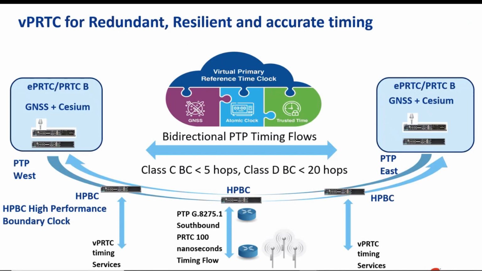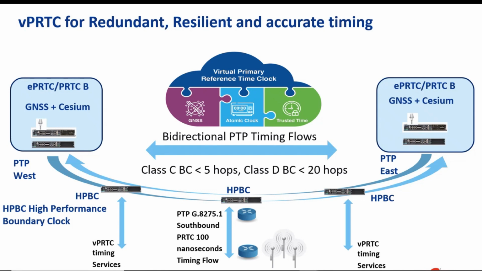A virtual PRTC is a system and a concept for time transfer over the network that is very resilient. The reason we get resiliency with no single point of failure is because we can do bidirectional PTP timing flows over the network from two locations, from a west location, for example, or an east location. If we had a mesh network, we could actually have 3 ePRTC functions and do tri-directional timing flows.